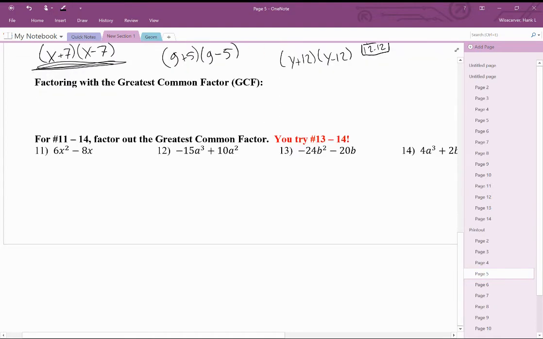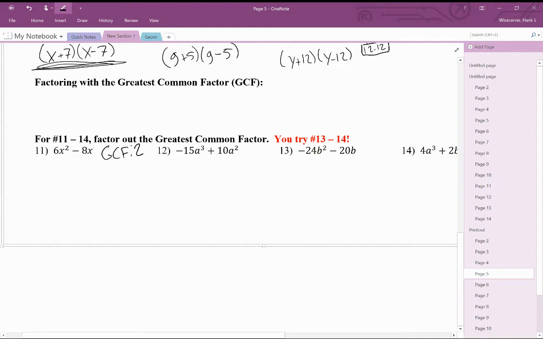Greatest common factor. So with the greatest common factor, first you need to find the greatest common factor of the coefficients. So what's the biggest number that divides evenly into 6 and 8? That's going to be 2. And then what's the most variables that you can pull out of both of those? We can't divide x by x squared. That's going to leave us with an x in the denominator. But we can take an x out of both of them.